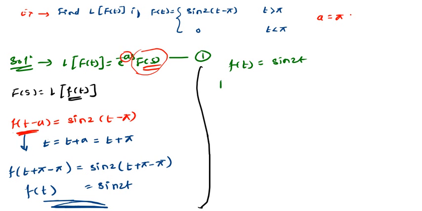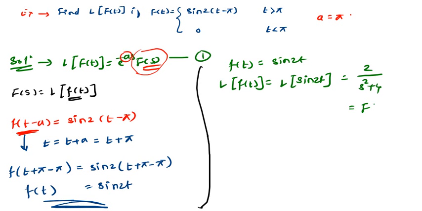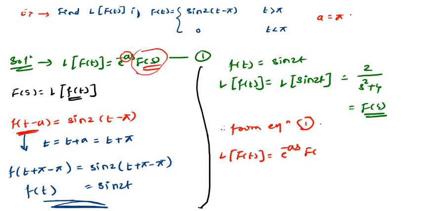So taking Laplace on both sides, this will be Laplace of f of t, that is Laplace of sine 2t. Laplace of sine 2t is nothing but 2 upon s square plus 4, and this is nothing but f of s. So from equation number 1, L of capital F of t is nothing but e raised to minus as into f of s. But a is pi, so this will be e raised to minus pi s into f of s. F of s is 2 upon s square plus 4. And this is the final answer using second shifting theorem.